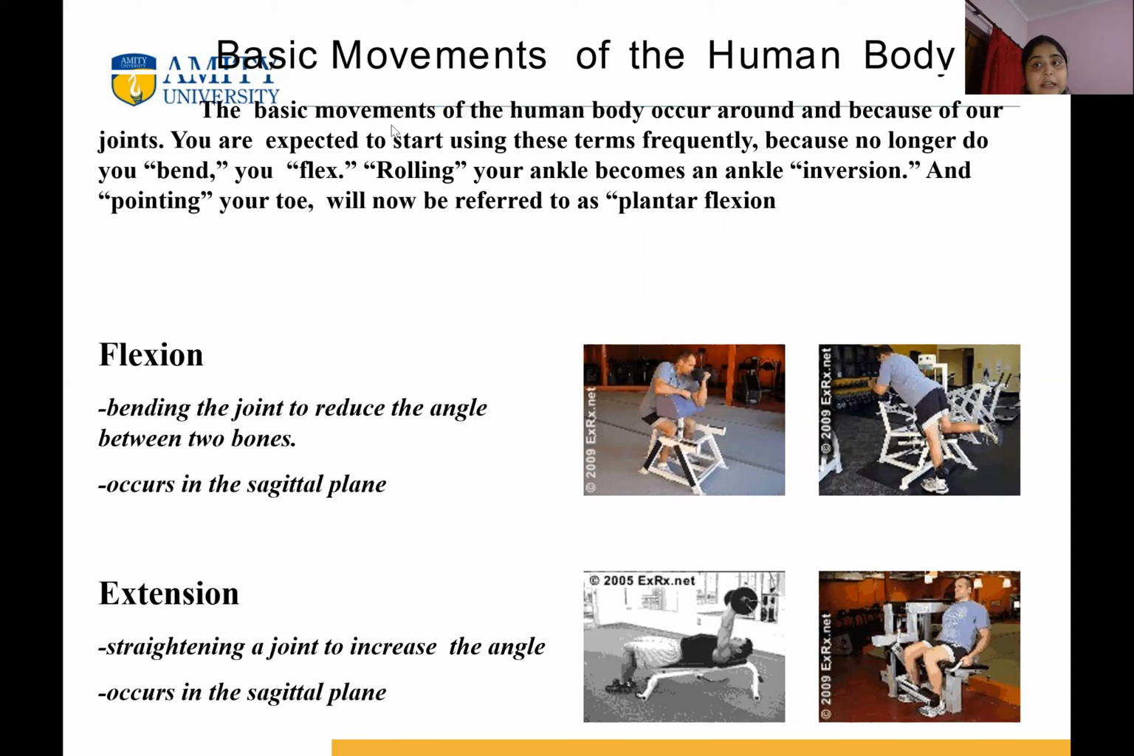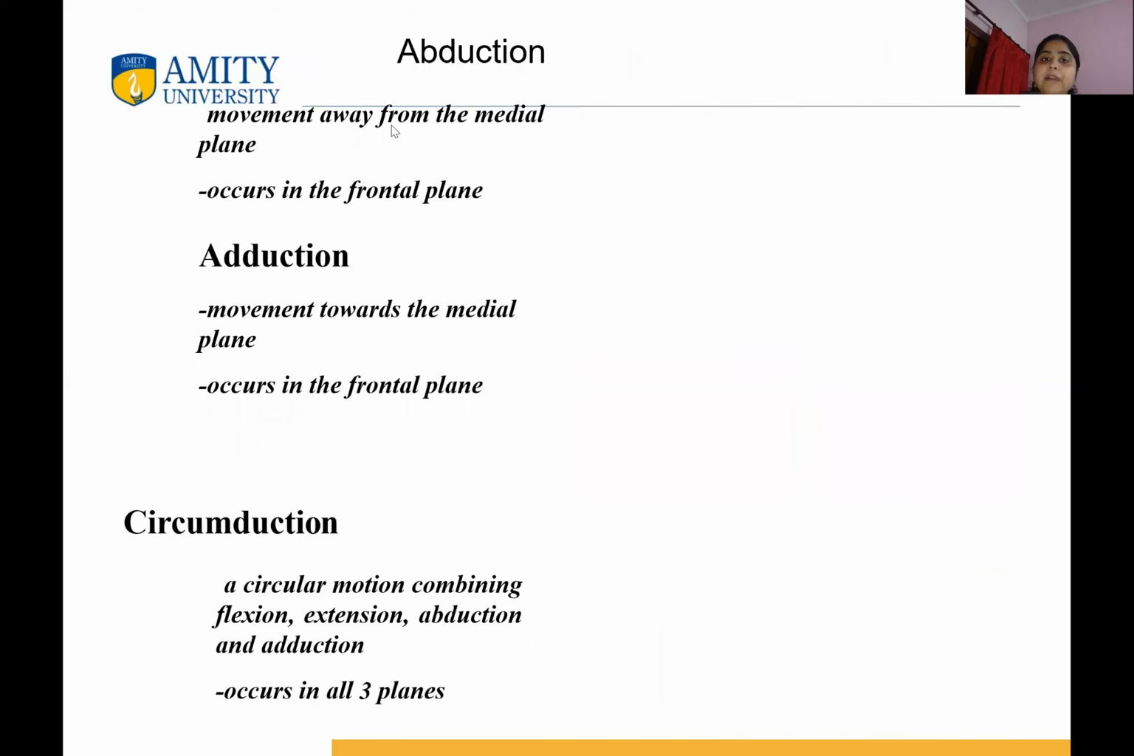It occurs in the sagittal plane. Extension is straightening a joint to increase the angle. It occurs in the sagittal plane. Abduction. It is movement away from the medial plane. It occurs in the frontal plane. Adduction. Movement towards the medial plane. It occurs in the frontal plane.